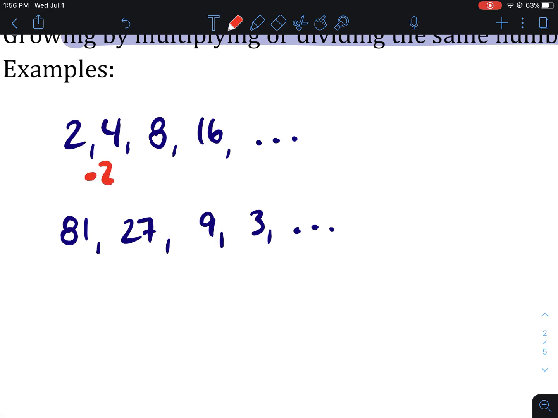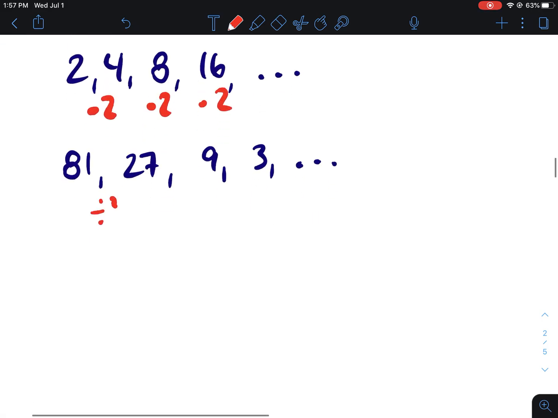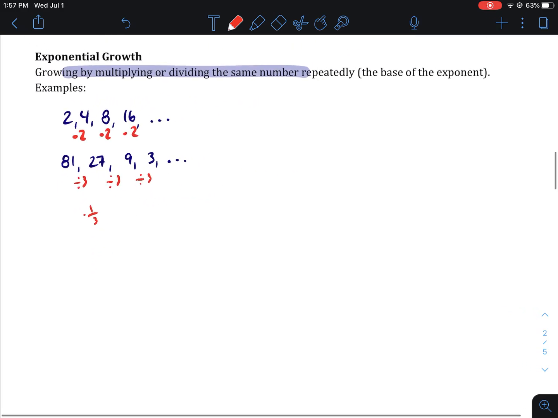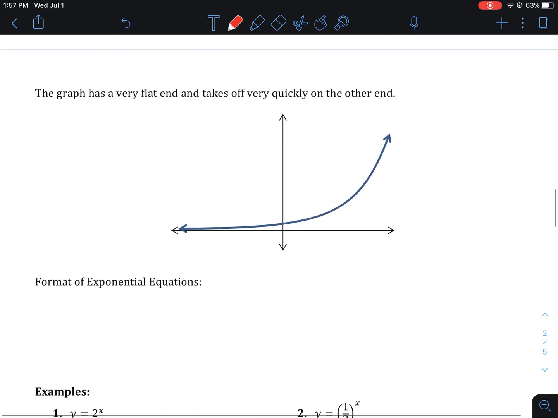In this case, we are multiplying by 2's over and over again, so that's what we're looking for there. In this case, we're dividing by 3's over and over again. You could also think of that as multiplying by 1/3, and sometimes that'll actually be an easier way for us to think about those. The graphs of these, as I mentioned, have this kind of increasing or decreasing look to them, and you'll see pretty clearly why that happens.